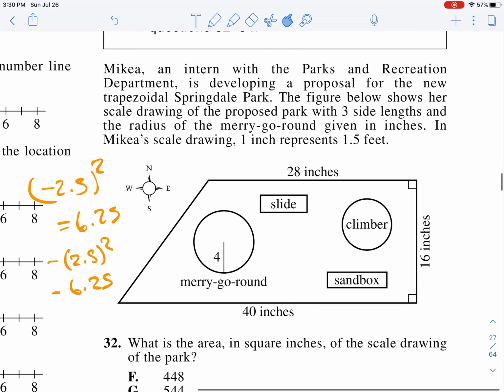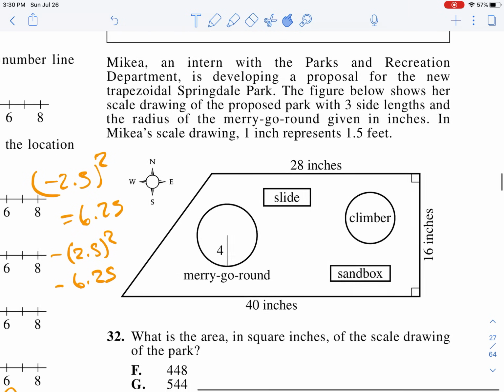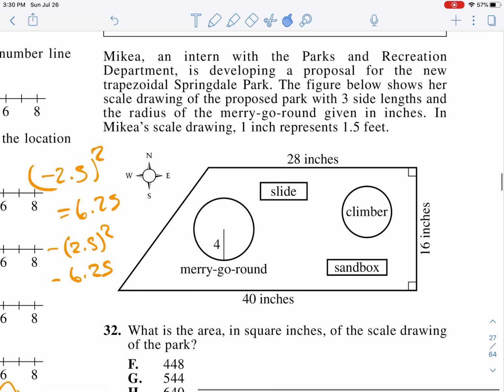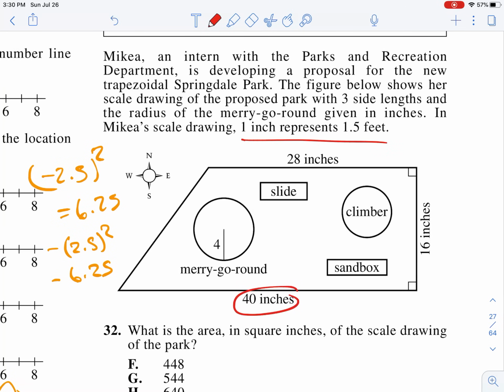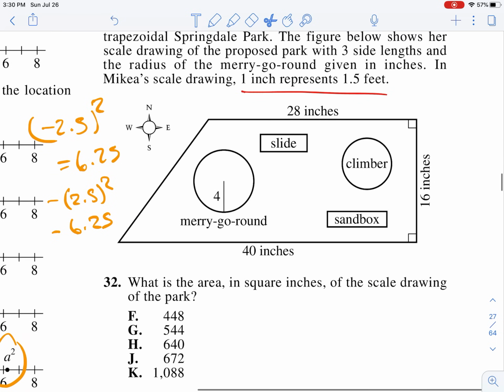Intern at the parks. Okay, 3 side lengths. So the scale drawing, 1 inch represents 1.5 feet. So this would actually be like 40 times 1.5, and that would give you like 60 feet. Just to keep in mind. We want to make sure that we read all the information. You don't have to read super fast, but you want to read everything. What is the area in square inches of the scale drawing of the park?